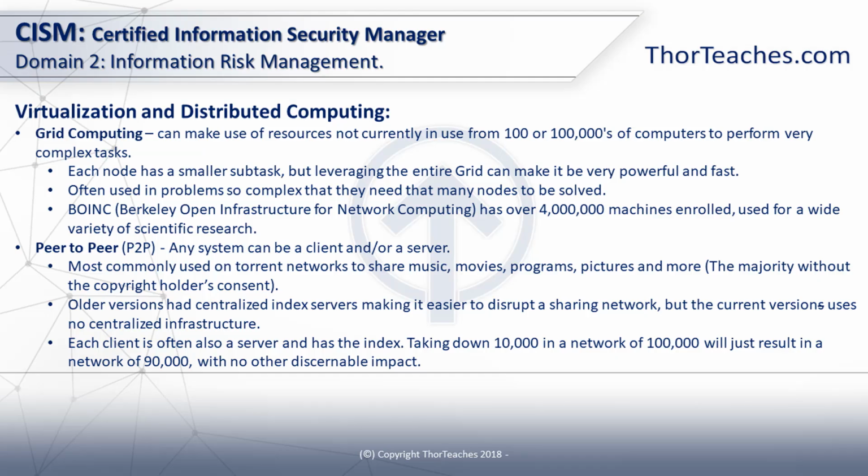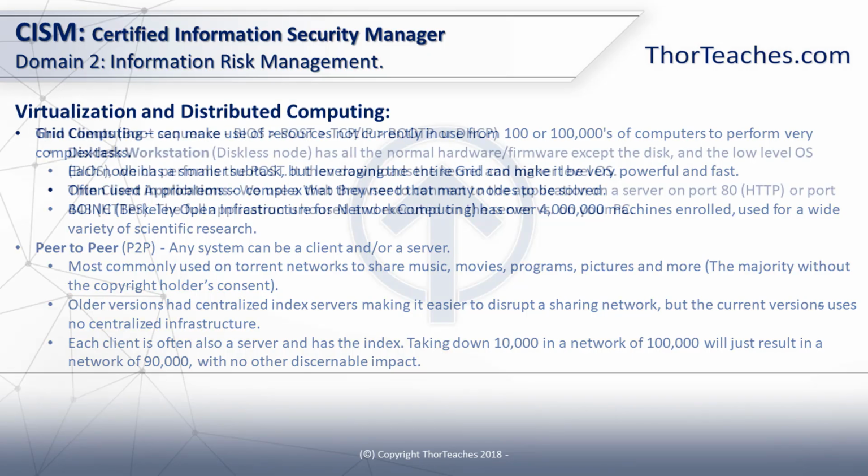In some of the older versions of the peer-to-peer networks, you would have centralized indexing servers. Anyone wanting to disrupt the peer-to-peer network would just have to take the indexing servers down. The current versions, however, use decentralized infrastructure. Every single client is also a server, and it has the server index. If we have a network of 100,000 peer-to-peer servers, someone takes down 10,000 of those, the net will just be 90,000, there'll be no other impact. Whereas before, if you took 5 or 10 indexing servers down, the whole network would be gone.